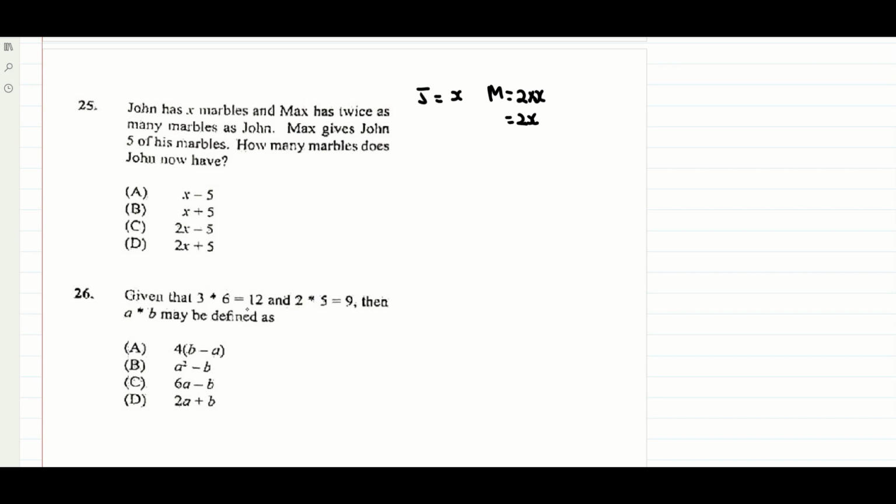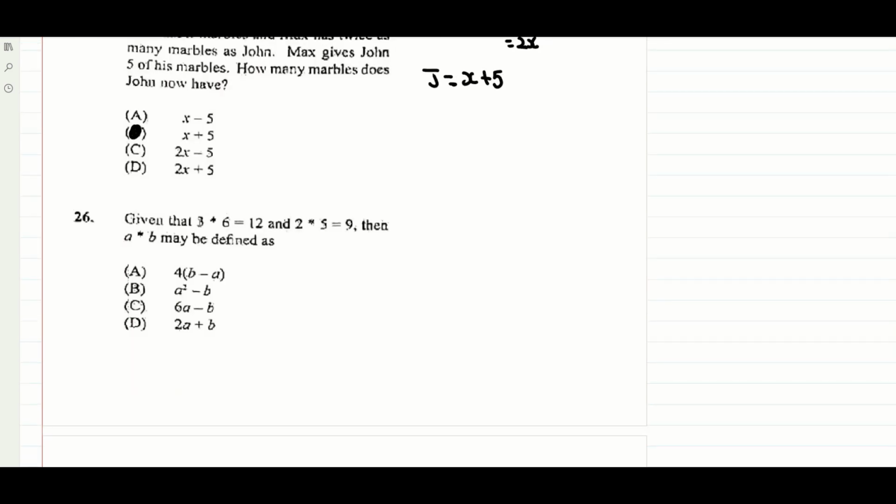So this would be: John will now be equal to x plus 5, because he's gaining 5 more marbles from Max. So John is gaining 5 more marbles from Max, so the answer would be B.